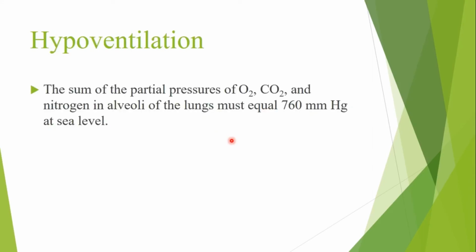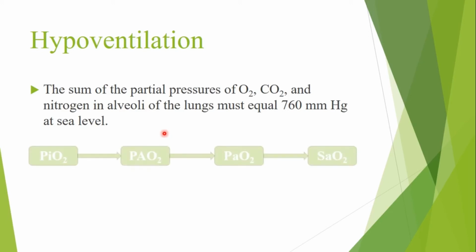Another cause of hypoxemia is hypoventilation, and the sum of partial pressures of oxygen, carbon dioxide, and nitrogen in the alveoli of the lungs must equal 760 mmHg at sea level. If we assume that the concentration of nitrogen is constant, then any increase in the concentration of carbon dioxide is going to reduce the partial pressure of oxygen in the alveoli. There are many causes of hypoventilation, like paralysis of the diaphragm, and any condition that can cause depression of the respiratory center in the medulla can cause hypoventilation.